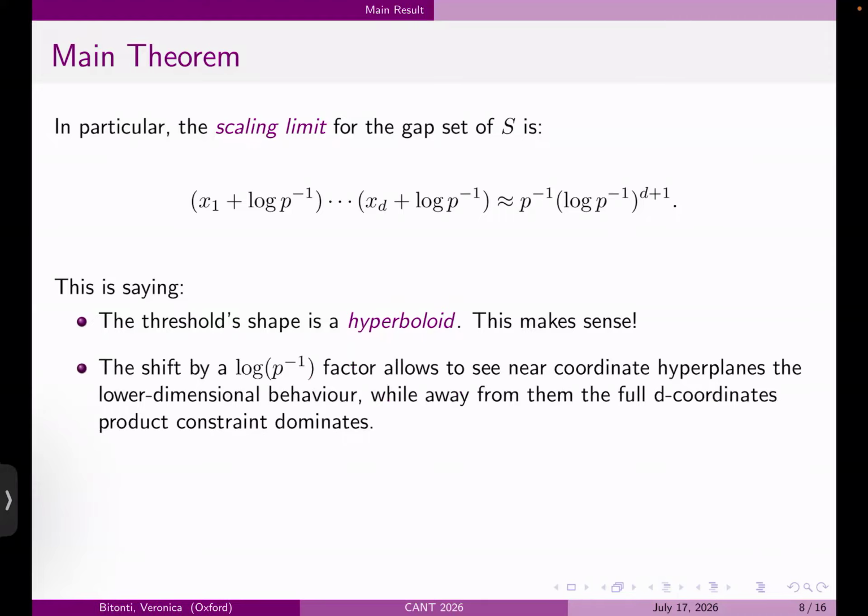And this shift by a log p inverse factor is because near the coordinate hyperplanes, we want the lower dimensional behavior to be the one that dominates, whereas when we are away from the coordinate hyperplanes, we would like the full d coordinate product to be the constraint that dominates.